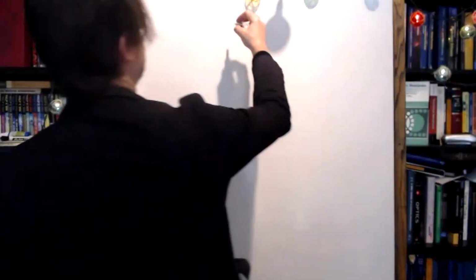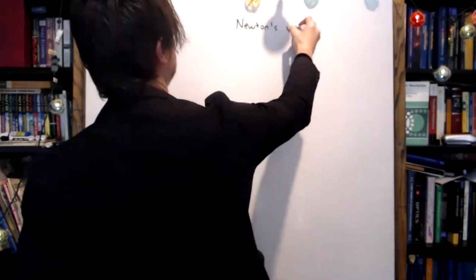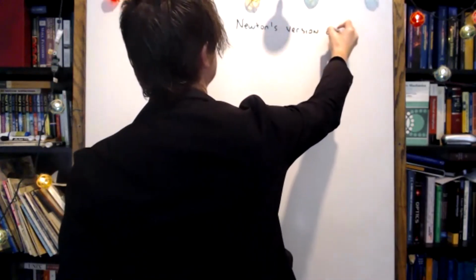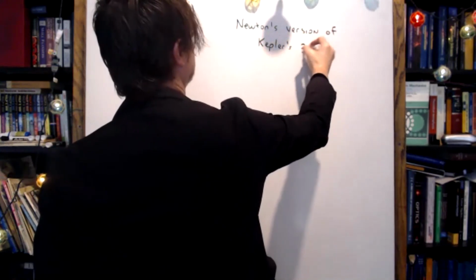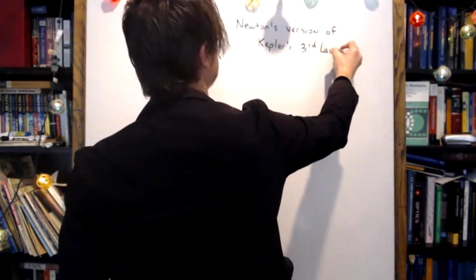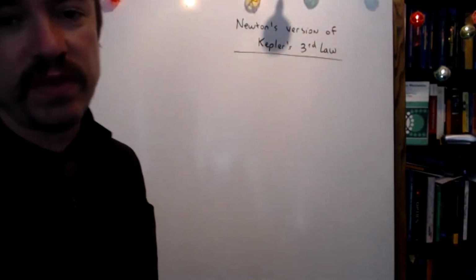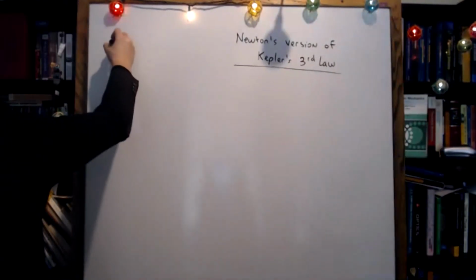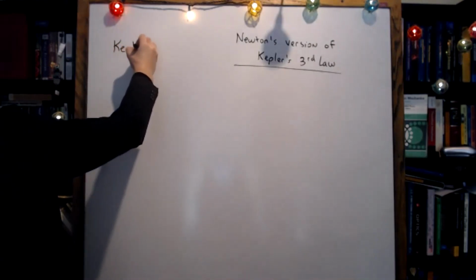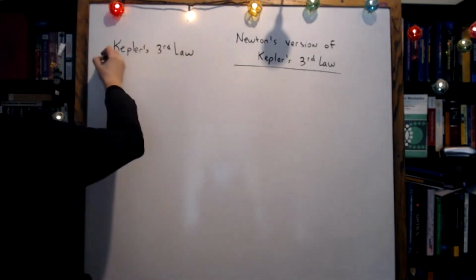I'd like to introduce something called Newton's version of Kepler's third law. It's kind of a big deal in our astronomy class. This formula is an improvement to Kepler's third law. Kepler's third law is something you're supposed to know.